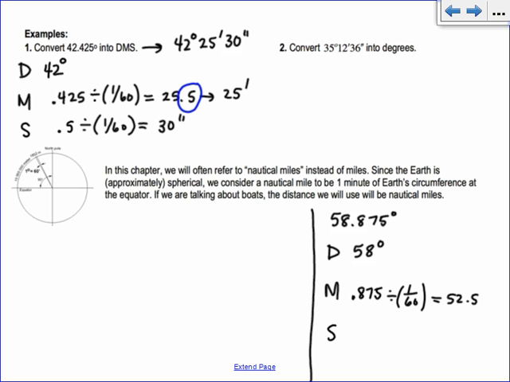52.5. Should have made it something more interesting. So we get 52 full minutes, but we now have to take that 0.5 of a minute and convert it into seconds. So it's already in minutes. So going to seconds, we just do divide by 1 over 60 or multiply by 60. So we get 30. So it's 58 degrees, 52 minutes, and 30 seconds.